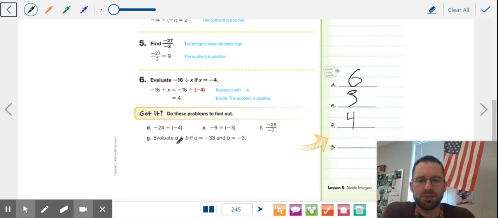Now, these ones start with an algebraic expression. We know what they're worth, so we're going to rewrite it. Negative 33 divided by negative 3. We're going to put that in parentheses so it's a little easier to read. It's a double negative again, so we're going to have a positive answer. 33 divided by 3 is 11. Easy as that.